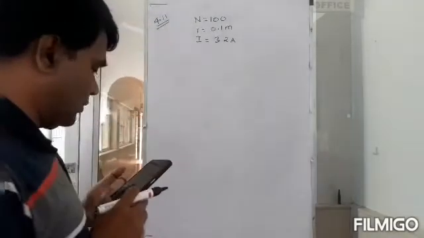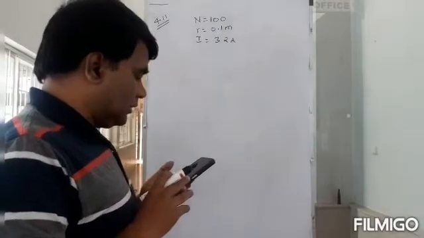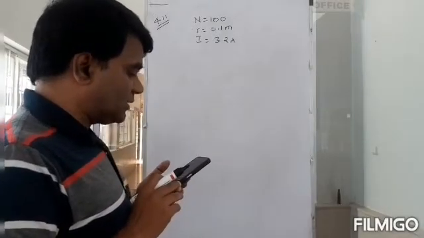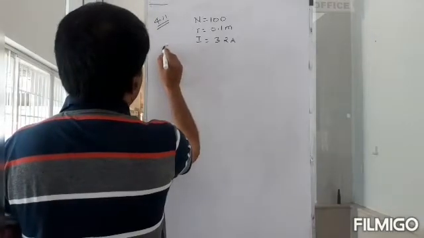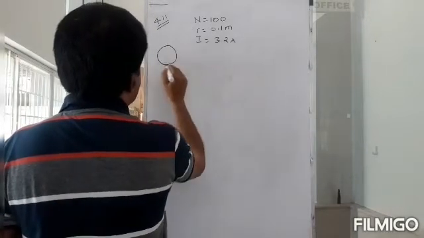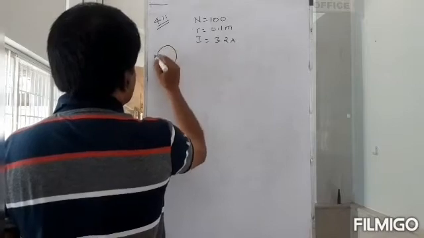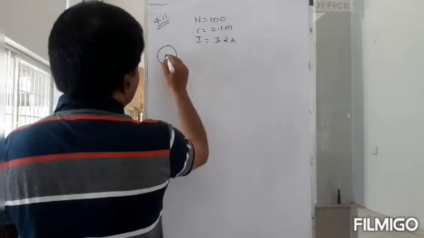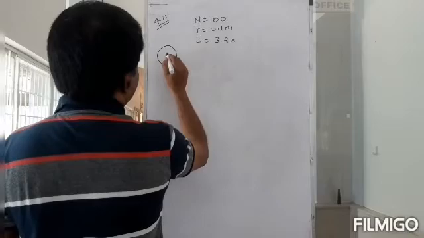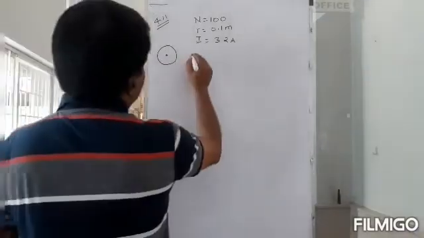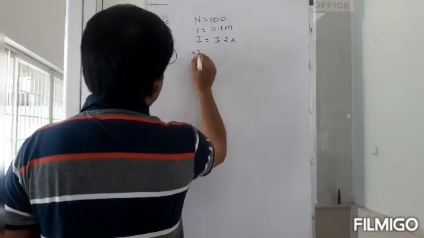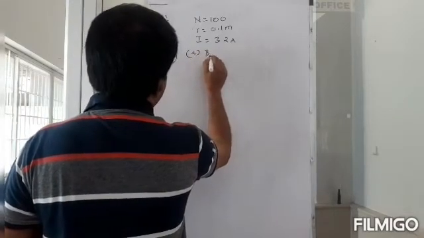Then what's the first one? The first one is, what is the field at the center of the coil? So this is like that. So the coil is like this. So it's closely wound, it has 100 turns. It's 100 turns coil. So they want you to find B at the center. So that's A. So the part A is this. What is B at the center?